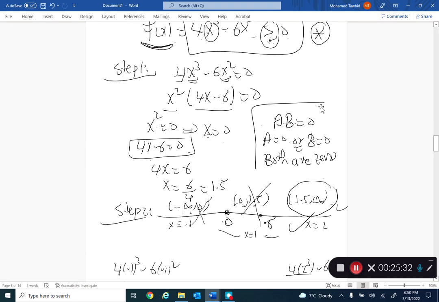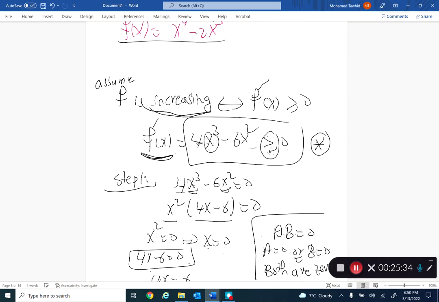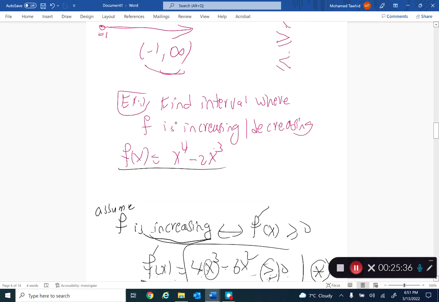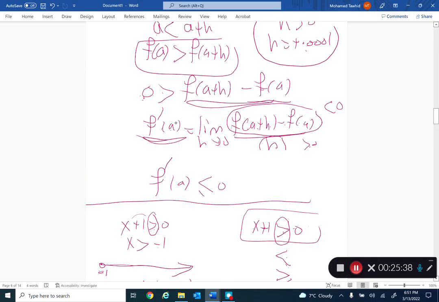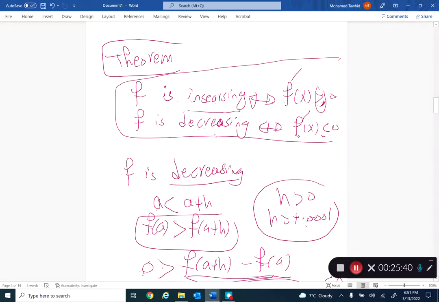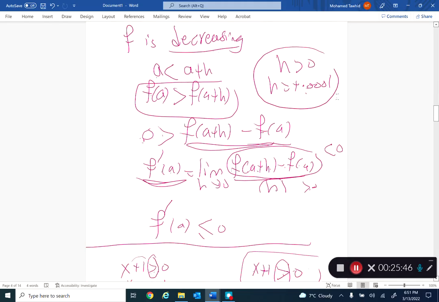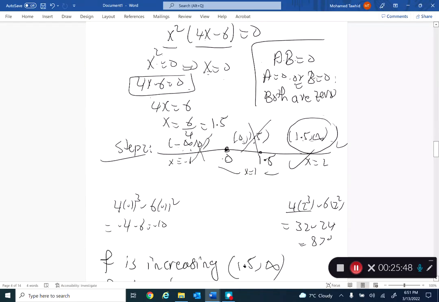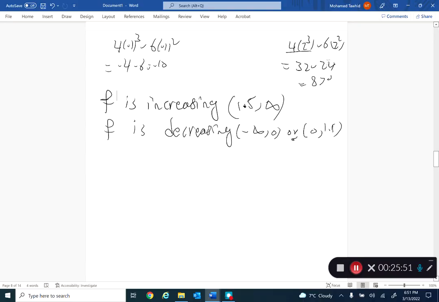Which means your derivative is negative. I wrote the rule there: when my derivative is negative, f is decreasing. When the derivative is positive, then f is increasing. That is very good, because you need to find the interval where f is increasing and where f is decreasing.